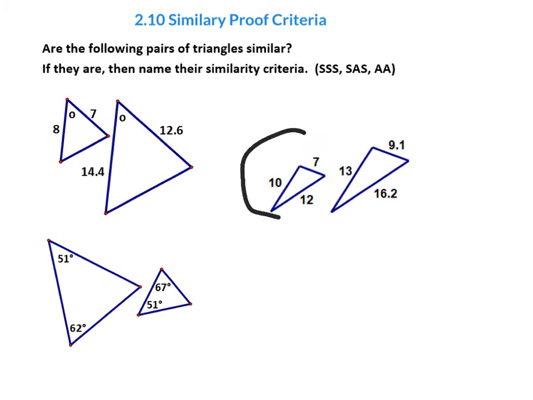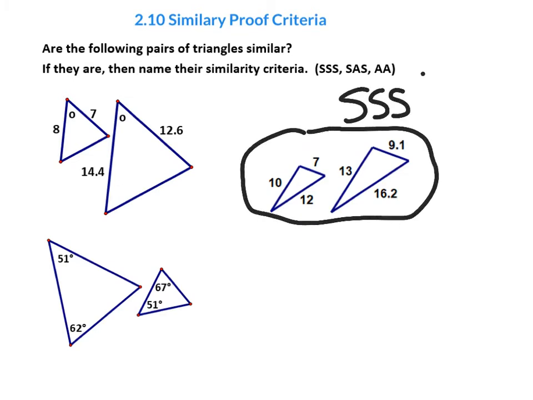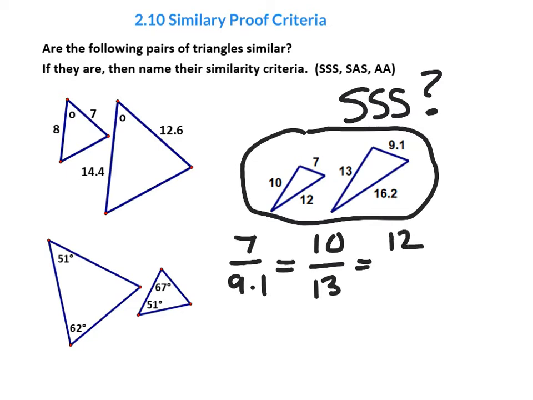In this case, there are no angles, so the only thing it could be is side, side, side. We're not sure if it is, but we would have to check our ratios. So how do we know who matches who? We'll use the same criteria, that the smallest in the one would go to the smallest in the next, which is 9.1. Medium, which is 10, goes to medium, which is 13. Large, which is 12, goes to 16.2.